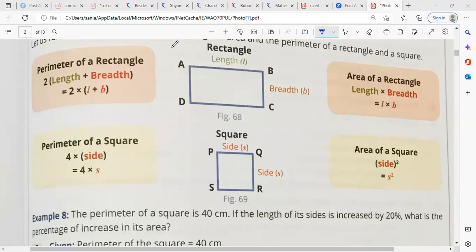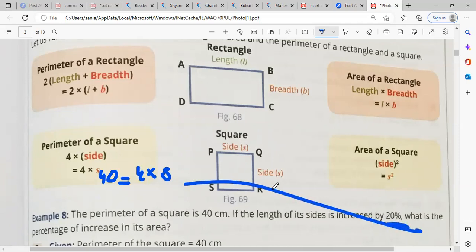Ma'am, I can't understand the question. Okay. See, over here, what is the question? The perimeter is given. If the length of the side is given, then tell me. See, what is the formula for perimeter of square? 4 into S, side. 4 multiplied by S, right? So perimeter is already given. It is 40, right? Yes. So over here, you have to find this. If the length of a side is increased by 20%, what is the percentage of increase in its area? Okay? Yes. So, let's just see.